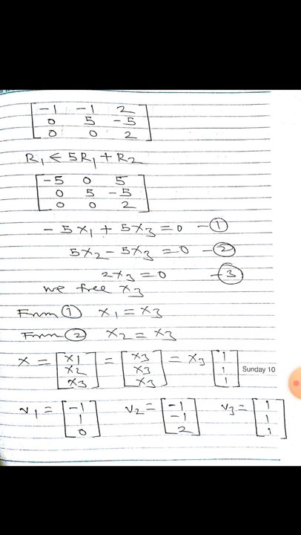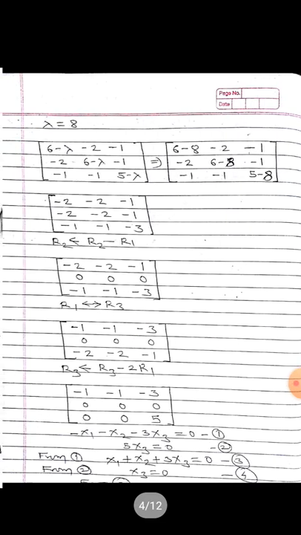So v1 is minus 1, 1, 0, v2 is minus 1, minus 1, 2, and v3 is 1, 1, 1. That simplification I have given.